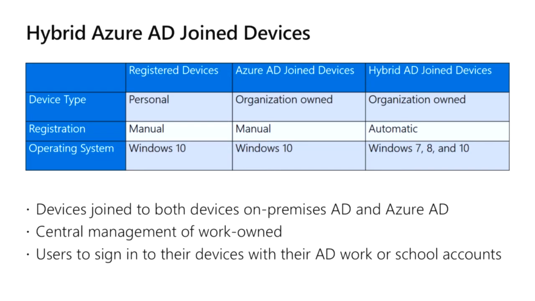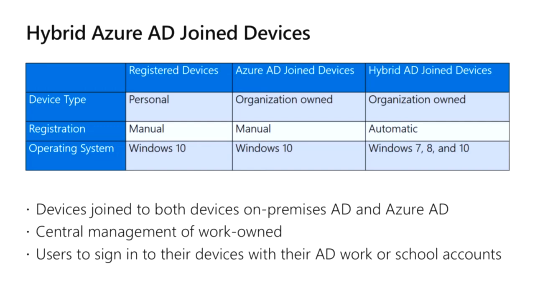For Azure AD joined devices, the device type would be organization owned, the registration would also be manual, and the operating system supported is Windows 10. And for hybrid AD join devices, this would also be an organization-owned device. The registration will be automatic, and the supported operating systems would be Windows 7, 8, and 10.